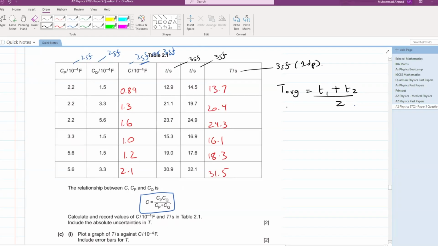Whenever you are adding things, what do you have to remember? The final value is to the least number of decimal places. What are the least number of decimal places here? One decimal place is the least number of decimal places here. So your final answer will also contain one decimal place throughout. Simple as that. This is the rule for significant figures in addition and subtraction. You can go over the video again if you have forgotten this.